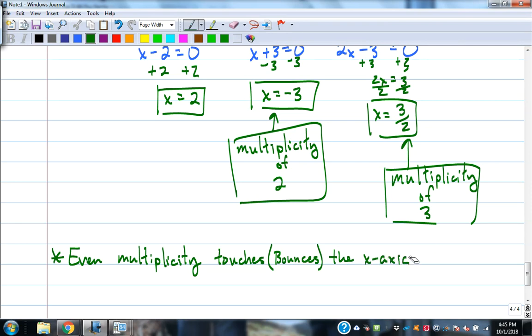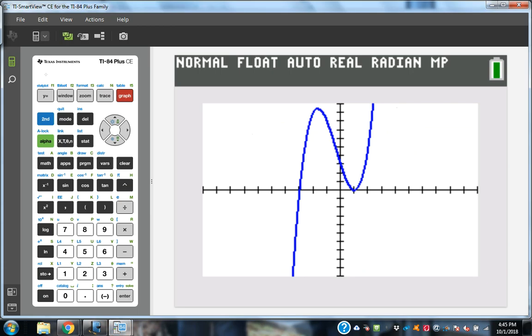We'll look at the graph of this in a second. I'll show you what I'm talking about. Odd multiplicity crosses the x-axis. If I graph this polynomial, that's what we're going to do next.